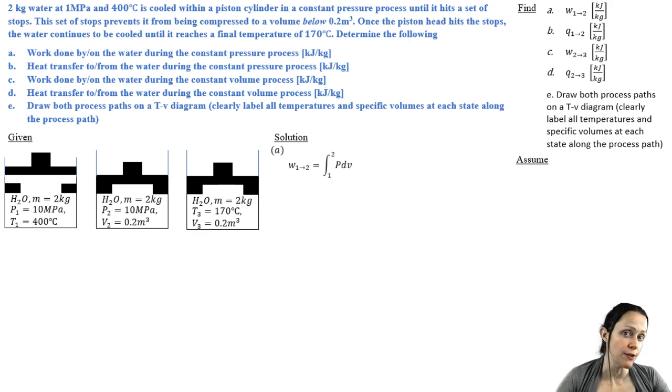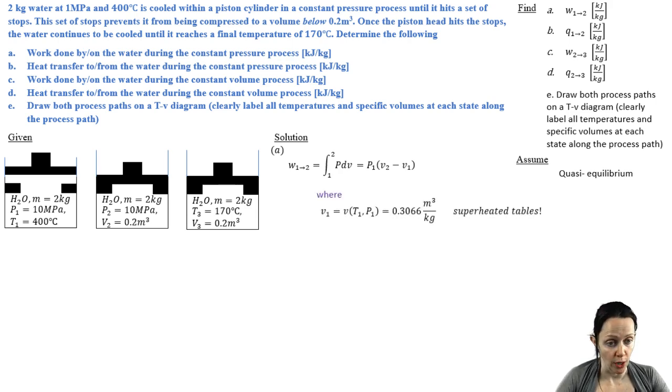So the first part is to find the work from 1 to 2. I only have compression work due to a volume change. That's my boundary work. And I have a very simplified equation that I can use, but I need to assume that the compression process happens very slowly, and so it can be modeled as a quasi-equilibrium process. The pressure is constant, so it comes out of the integral, and I just need to look up what V1 and V2 are. V1 ends up being in the superheated region.